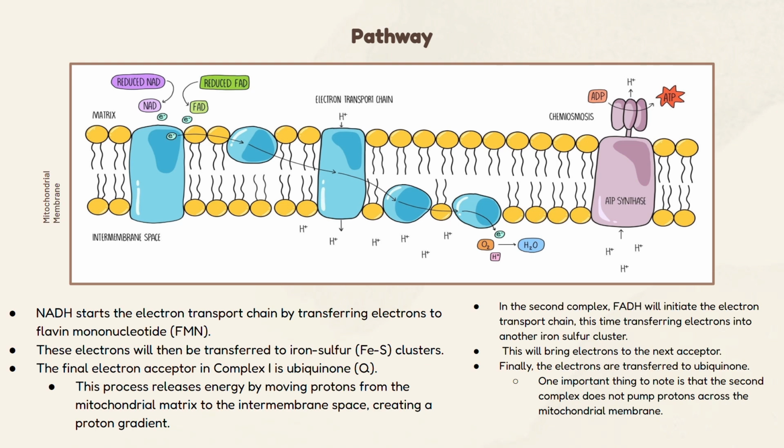An important thing to note is that the second complex will not pump protons across the mitochondrial membrane. Keep in mind that this ties back to the fact that NADH is going to be more effective in regards to ATP production. To summarize, electrons are being transferred across the electron transport chain, as it pumps protons across the membrane, in which it creates a proton gradient.